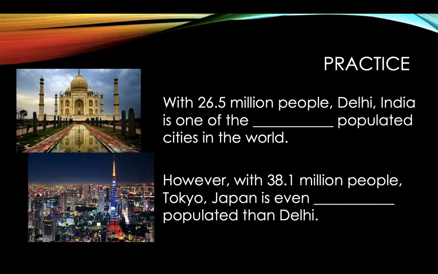Here's another practice. With 26.5 million people, Delhi, India is one of the blank populated cities in the world. However, with 38.1 million people, Tokyo, Japan is even blank populated than Delhi. Okay, so the top picture is of Delhi, India, and the bottom picture is of Tokyo, Japan. And the adjective I want to use is much, which again is an irregular adjective. So since we're saying that Delhi has the most people, we will use most.